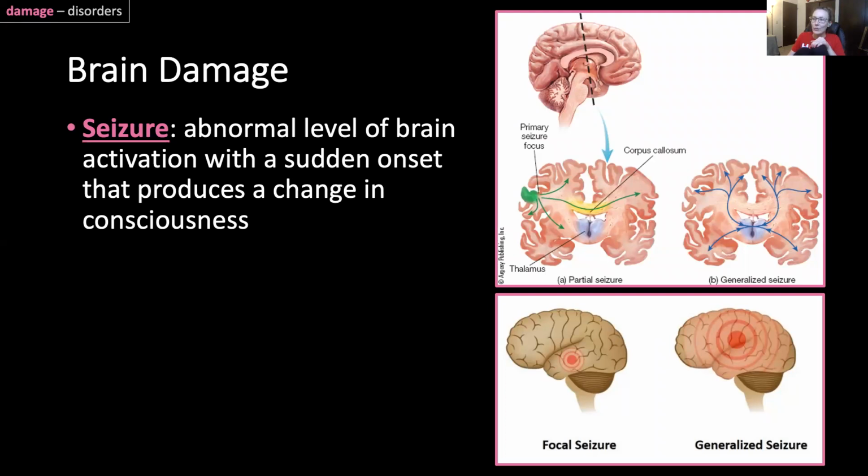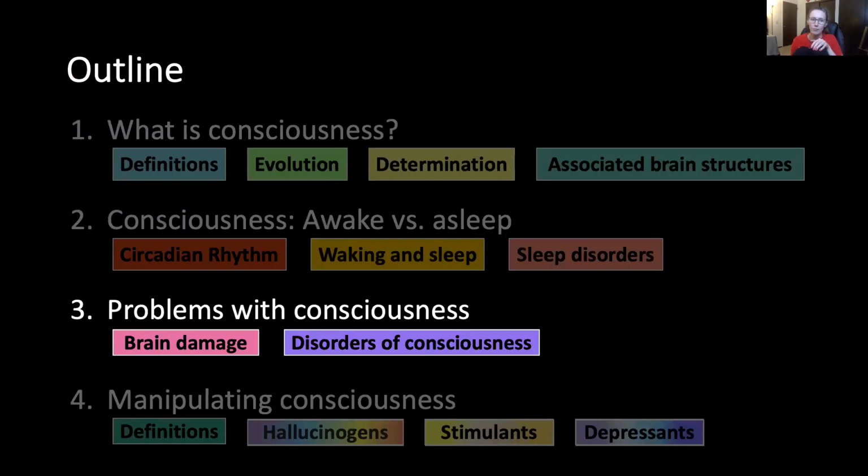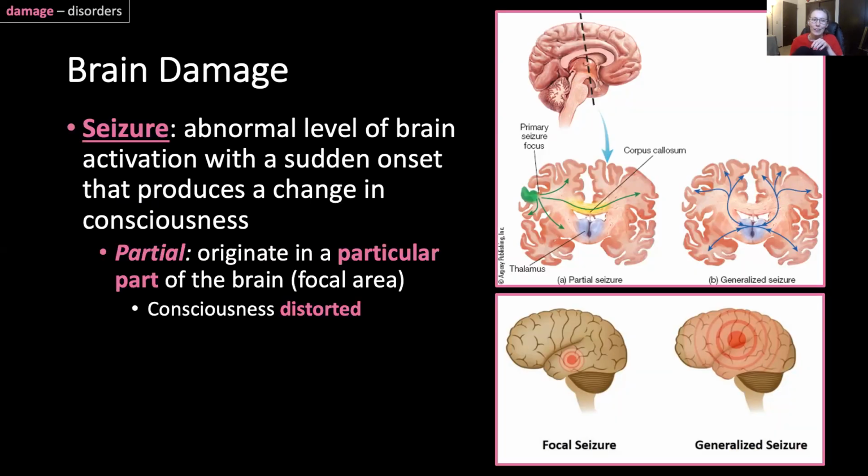Starting off with seizures. Seizures are an abnormal level of brain activation that occur with a sudden onset and often produce a change in your consciousness. Most people would not consider seizures to be true brain damage, but they do result in a loss of consciousness. This activity can be the result of brain damage or infection, but most of the time they appear without an obvious cause.